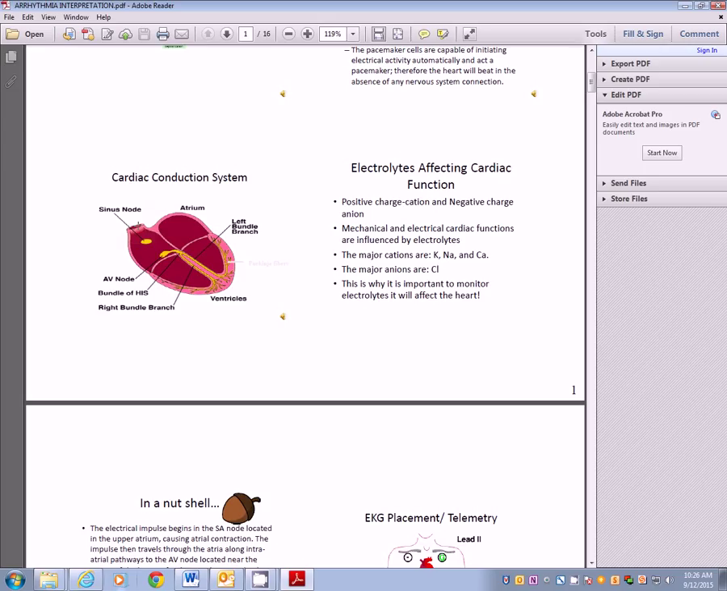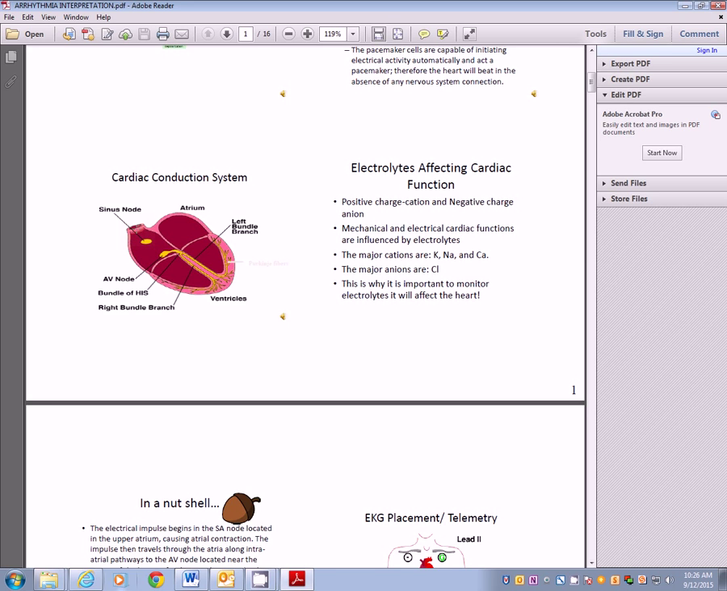The SA node, again, is the one that normally paces the heart. This is our primary pacemaker. And if you remember back when she was talking in her video, she said the normal heart rate here is 60 to 100. So if you're pacing with your SA node, which is what a normal healthy adult does, you should have a normal heart rate of 60 to 100.